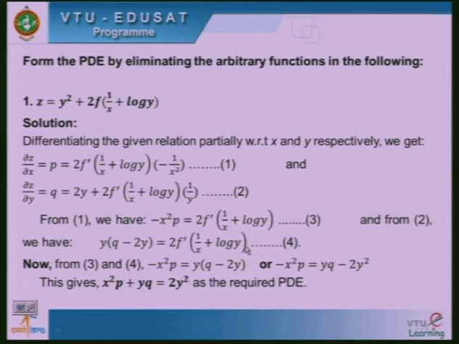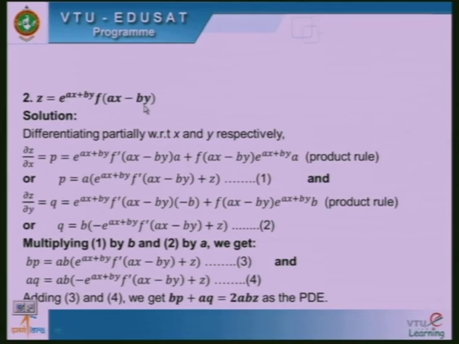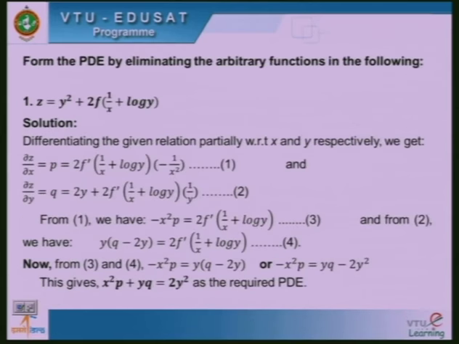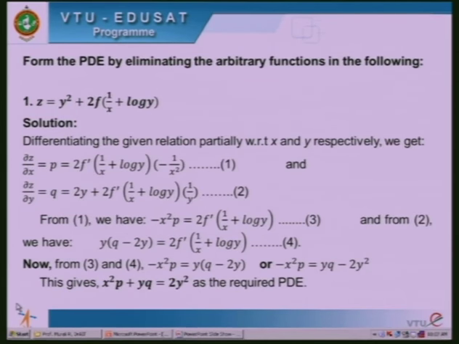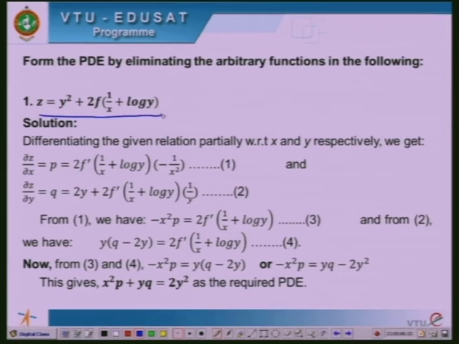The first example: form the PDE by eliminating the arbitrary functions in the following. The first example, z is equal to y square plus 2 into f of 1 by x plus log y. So, this is the arbitrary function to be eliminated, to eliminate the function f.